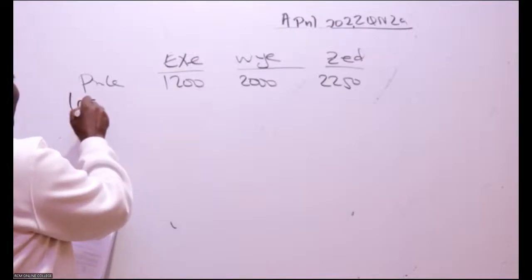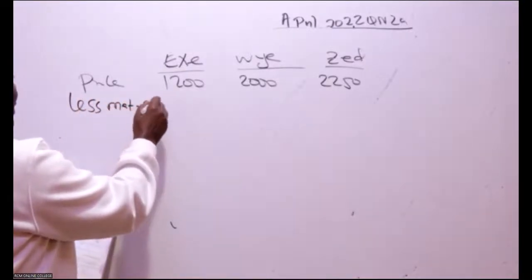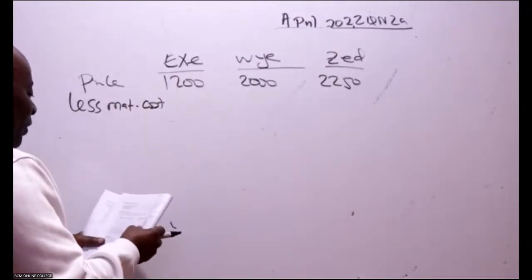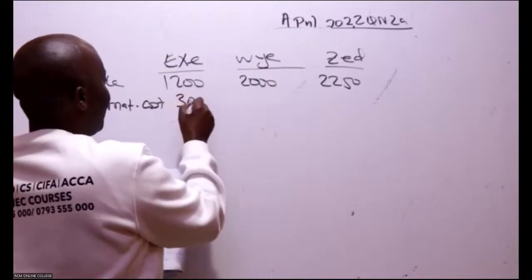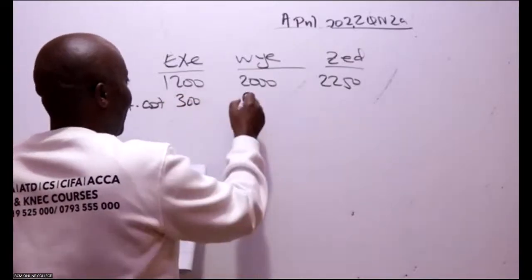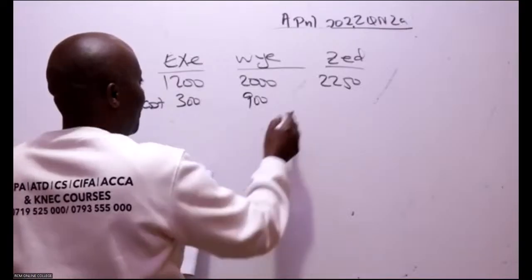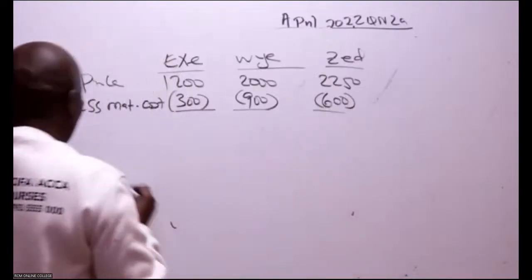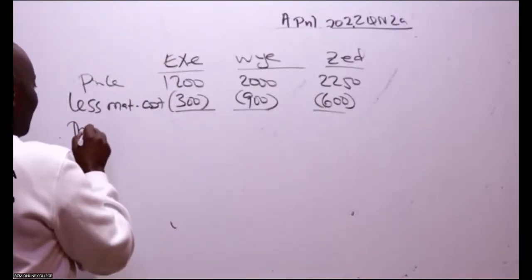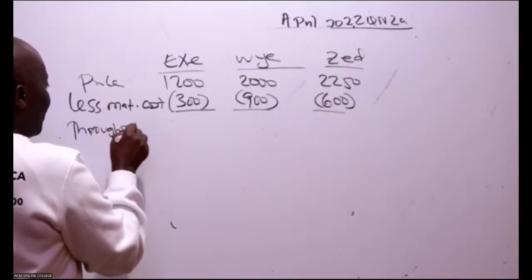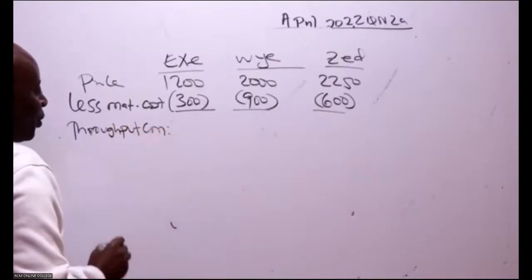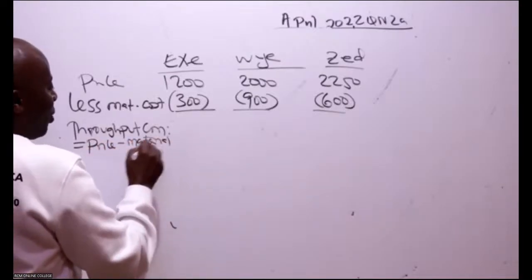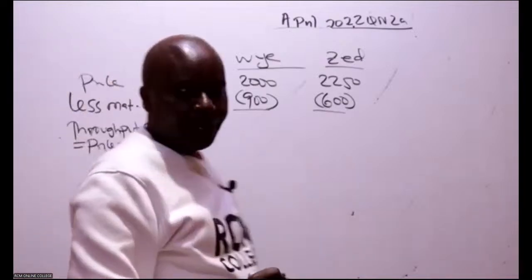So less material cost. Are you able to see the material cost? Material cost, yes, 300. So we have 900. So we have 600. So subtract these ones only, and then we'll be able to get what we call the throughput contribution margin. Because throughput contribution margin is price minus material cost.